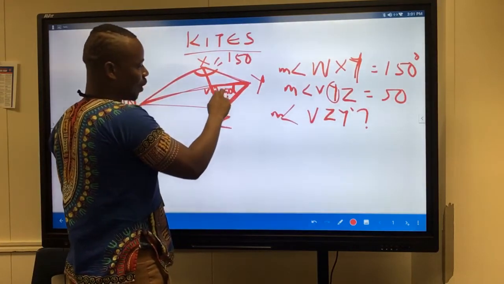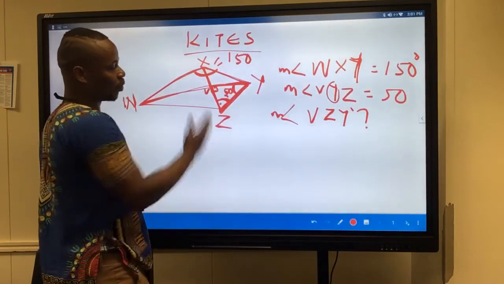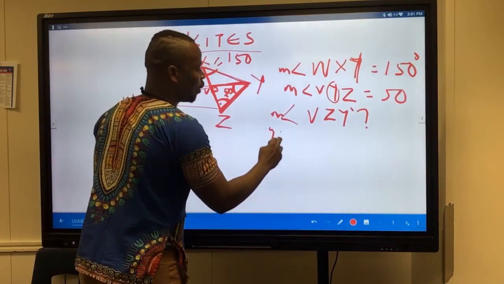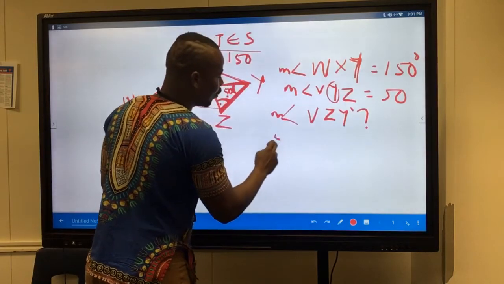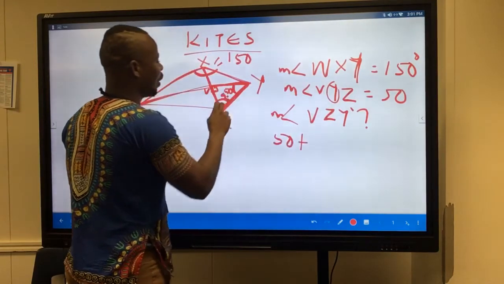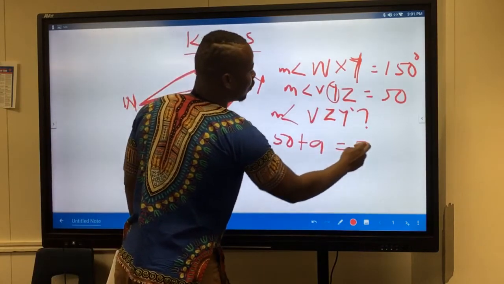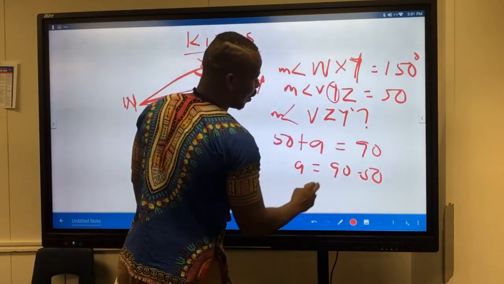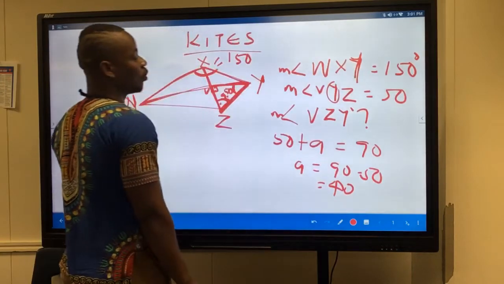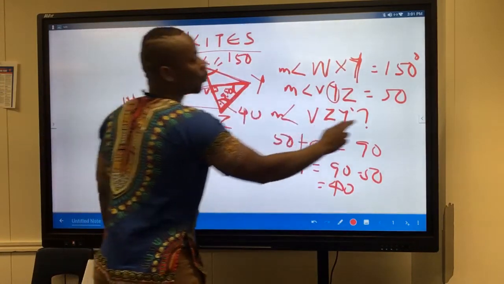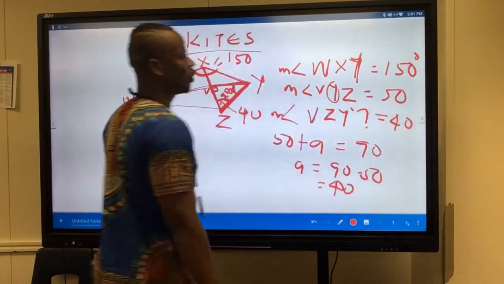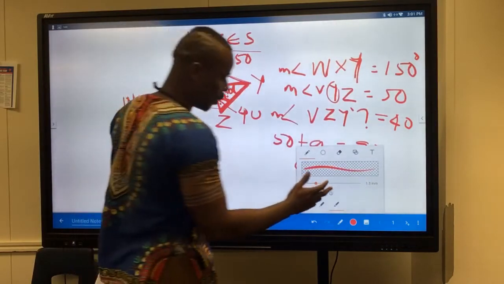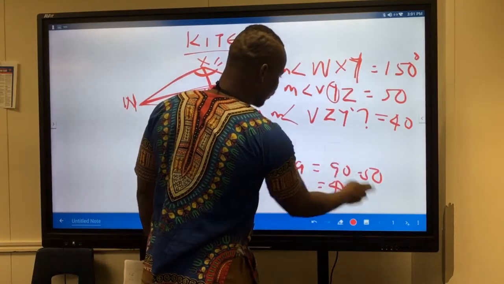So 50 plus what will give us 90? Let's say the angle over here that we don't know is A. So 50 plus A is equal to 90. So A will be equal to 90 minus 50, and that's 40. You understand? So the angle over here is 40. So we now say the answer to the question is 40. That's what they want us to do. Is pretty easy. It's not a lot of work for us to find out.